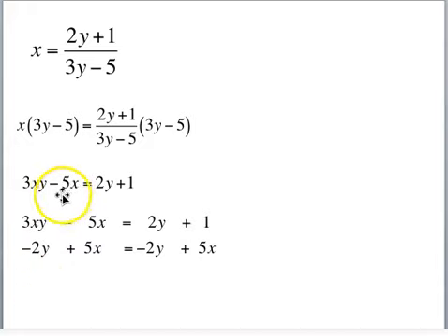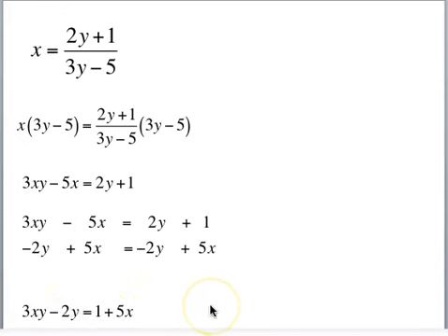But then I need to get rid of this minus 5x. You'll notice I've added 5x to both sides. So the 5x's here cancel, and I'll have 1 plus 5x on the right side. Left side will be 3xy minus 2y. Right side will be 1 plus 5x. So we've successfully isolated the y's on the left side.